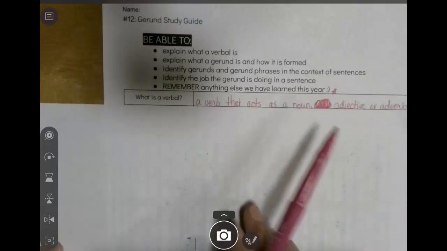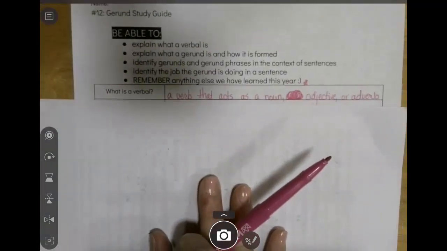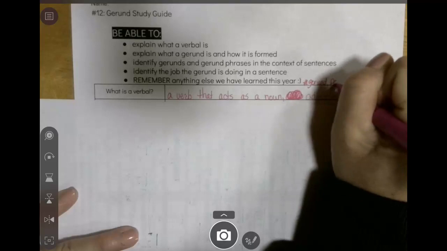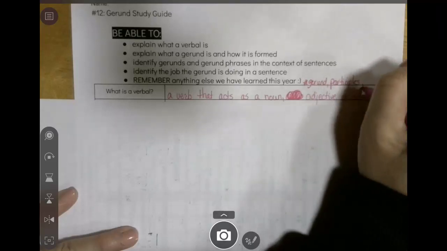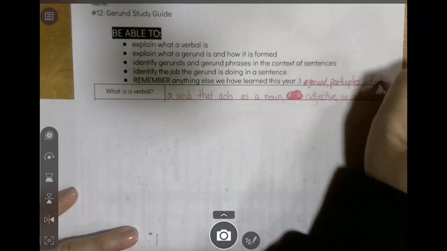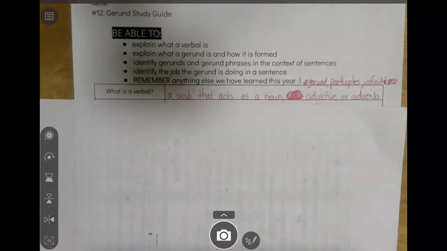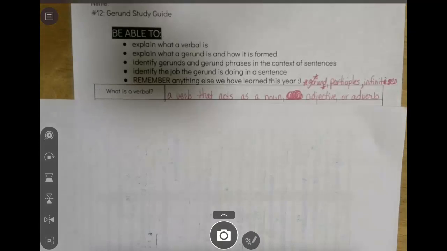A verbal is a verb that acts as a noun, adjective, or adverb. It's not doing the job of a verb. And we have three kinds. Gerunds are the first ones we're talking about. Participles, and we've already spent some time talking about infinitives, but we haven't really talked about what they're doing within the sentence, and that's what we'll get to. So we are just focusing right now on gerunds.